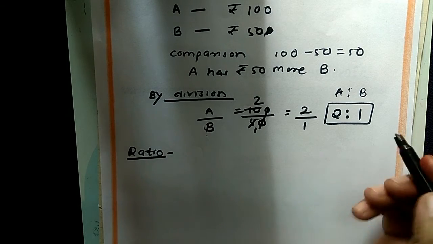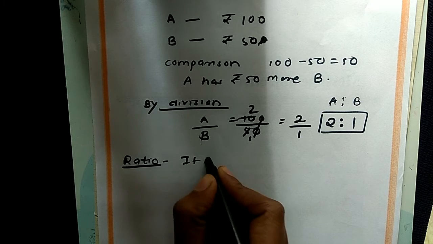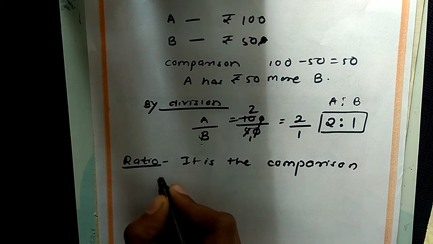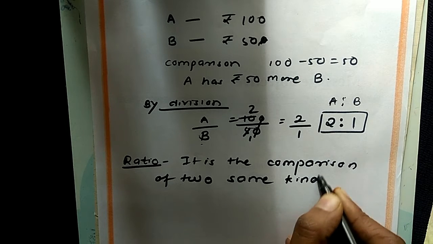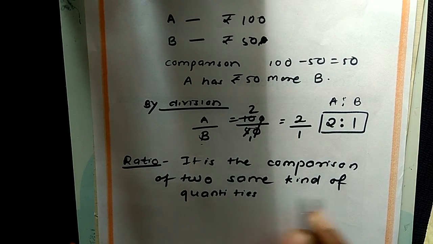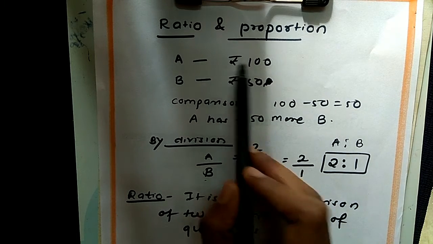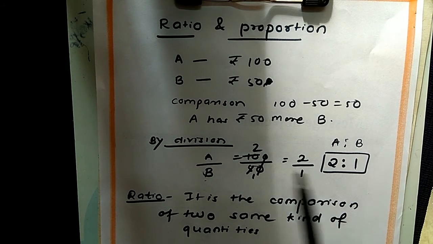This is very important. The two quantities should be of the same unit. So ratio is the comparison of two same kind of quantities. Quantities means anything. For example, here you have taken rupees, then you must take rupees to compare. Suppose you have taken kg, you are comparing weights, then both numerator and denominator should have weight only. You cannot compare weight and rupees together. So it is the comparison of two same kind of quantities.